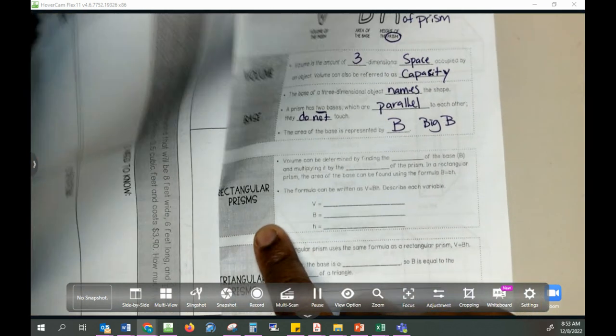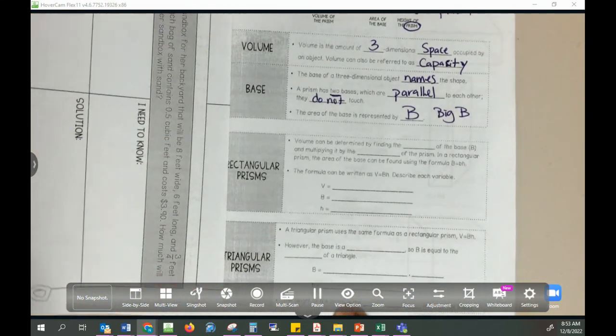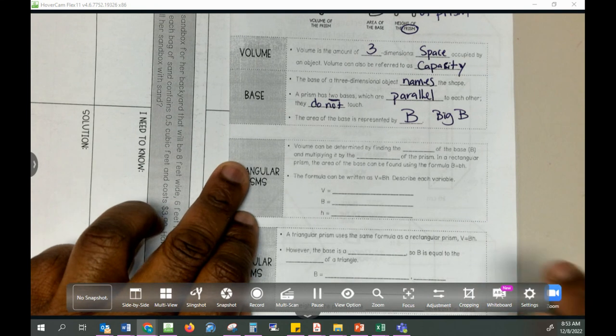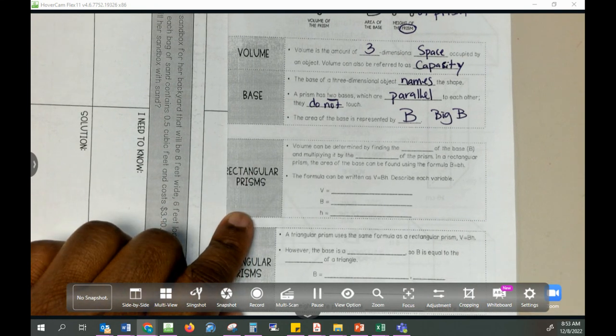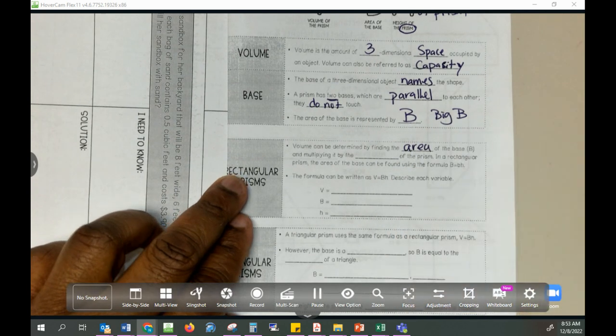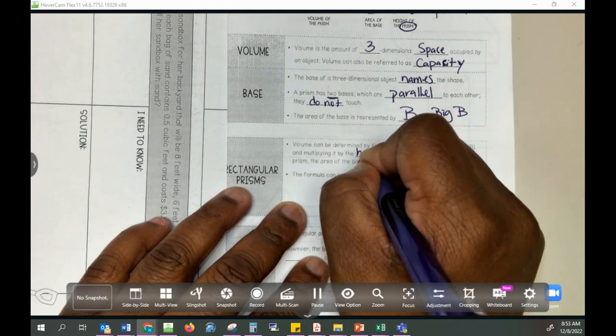So let's talk about rectangular prisms, because tomorrow we'll use these same notes to talk about triangular prisms. But today we're doing rectangular prisms. So the volume can be determined by finding the area, which we know, of the base, big B, and multiplying it by the height.